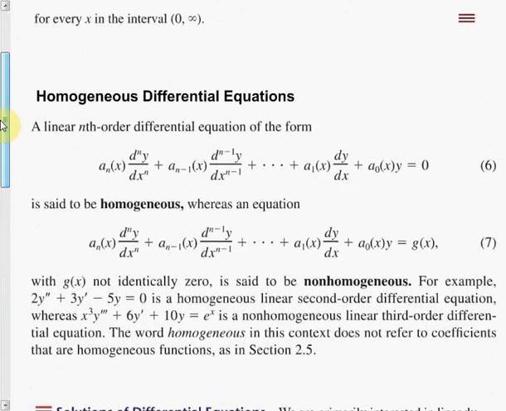Homogeneous differential equations. The nth order linear differential equation here is homogeneous, and what makes it homogeneous is that equation number 6 is set equal to 0. That's all. If there's a differential equation set equal to 0, it's called homogeneous, period.